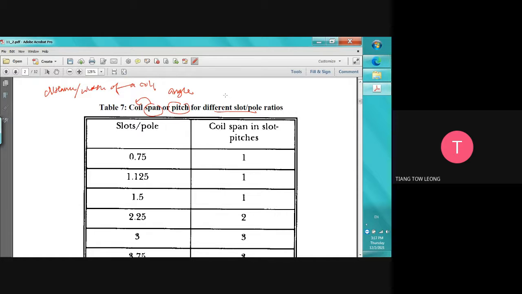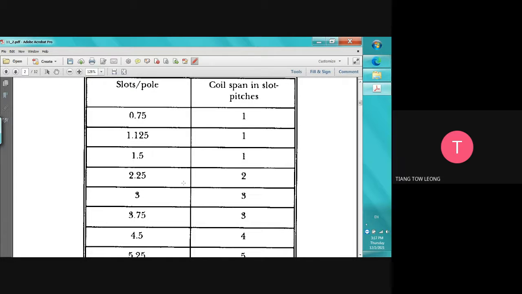Different slot per pole ratios, which means the number of slots per number of poles. So slot per pole can be 0.75, 1.125, 1.5, because there are a lot of different slot and pole numbers. For example, as long as this value, NS divided by NP, is lower than or equal to 1.5, we will choose 1. So 0.75 is lower than or equal to 1.5, so we choose 1. This one is also lower than or equal to 1.5, we choose 1. Same for this one, right?